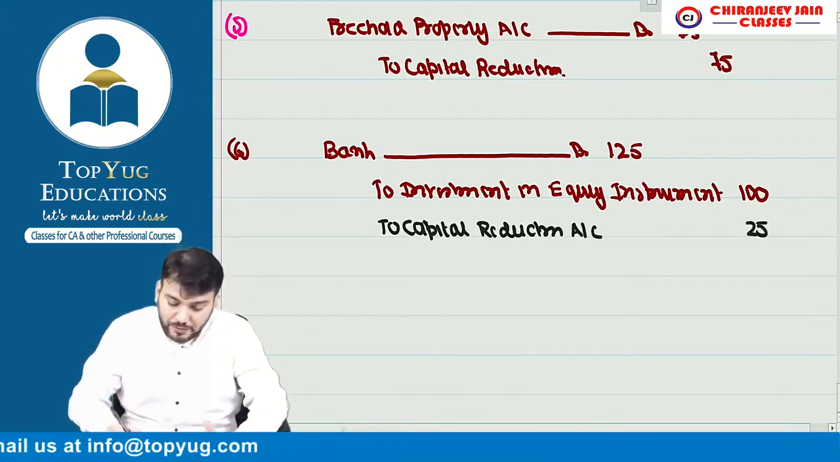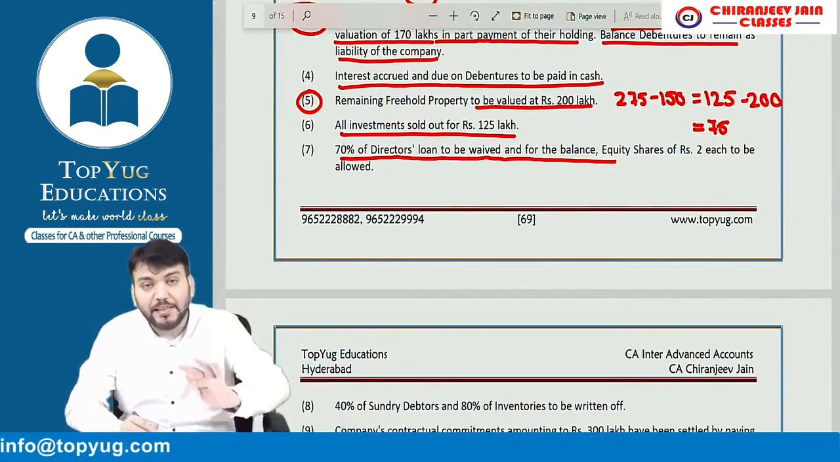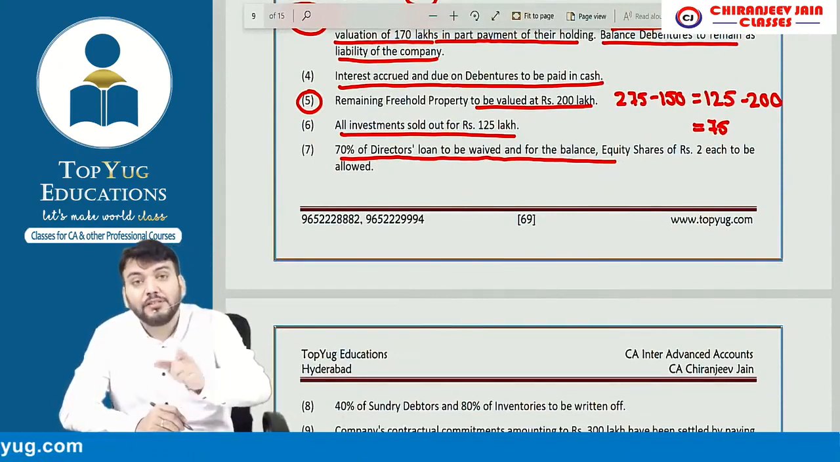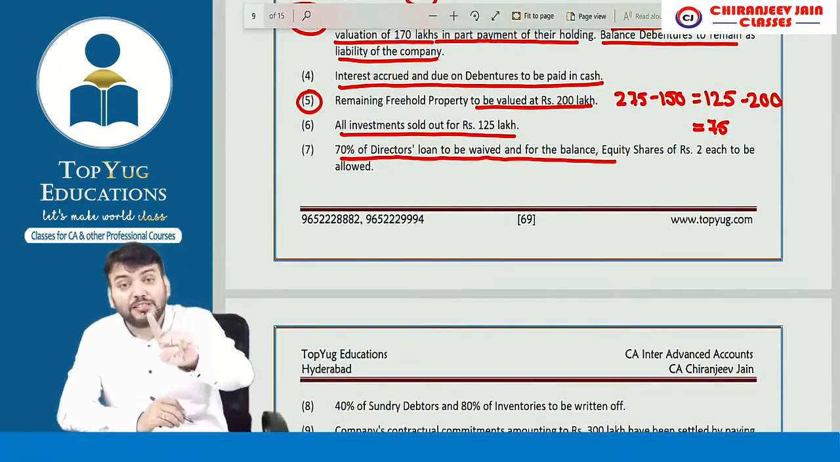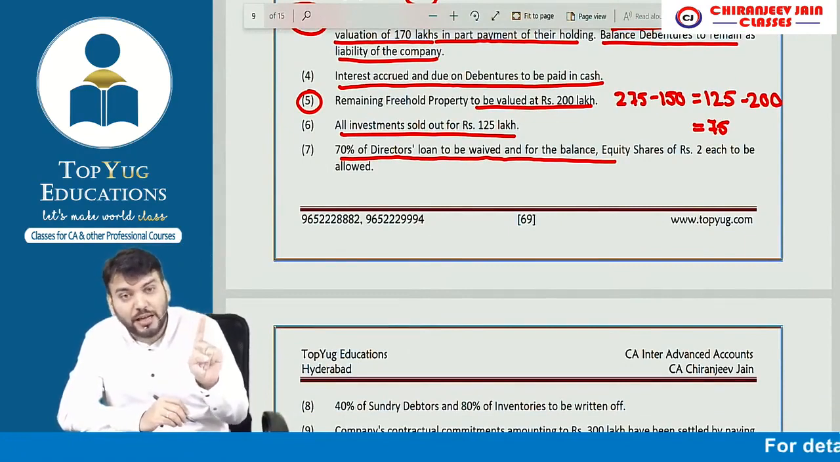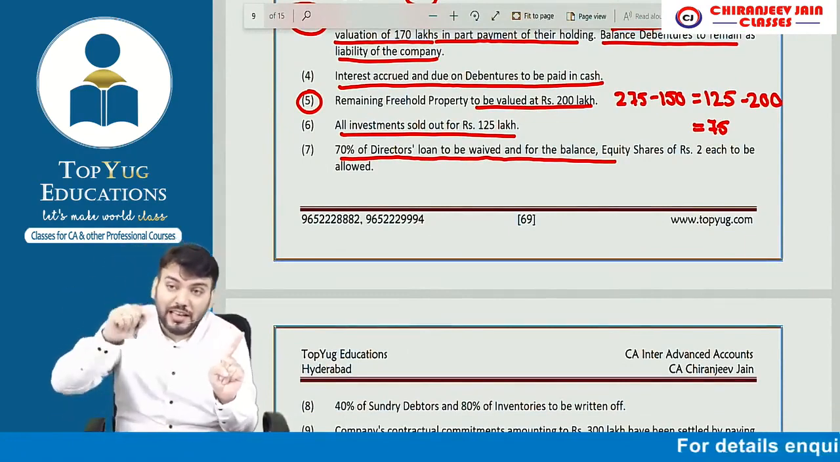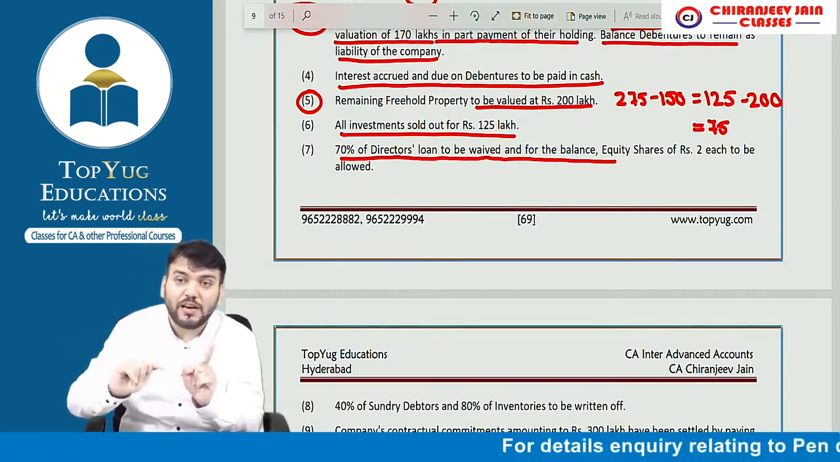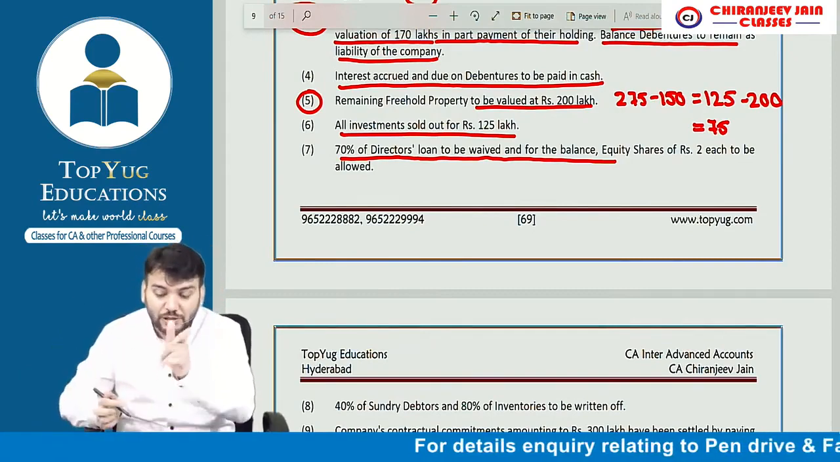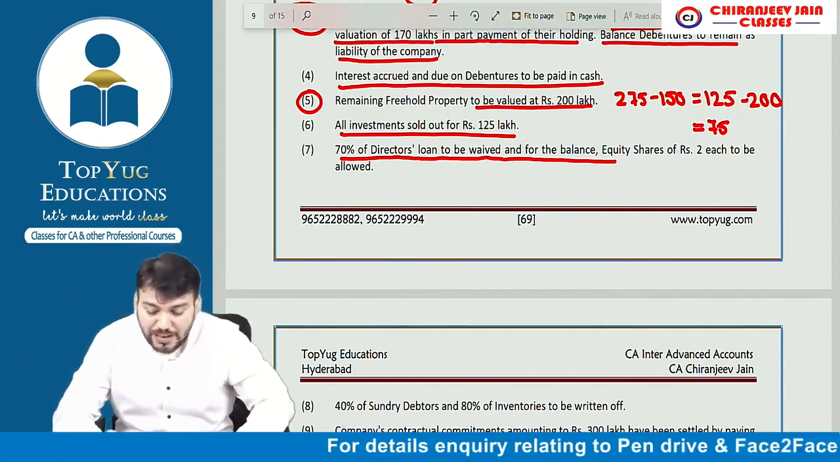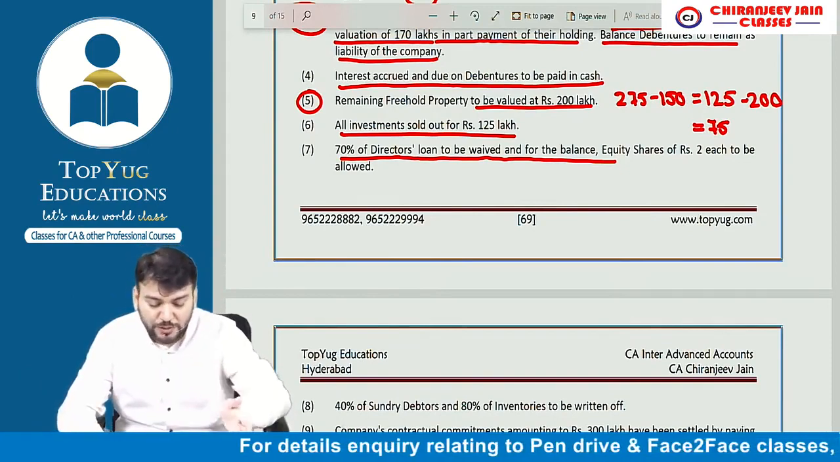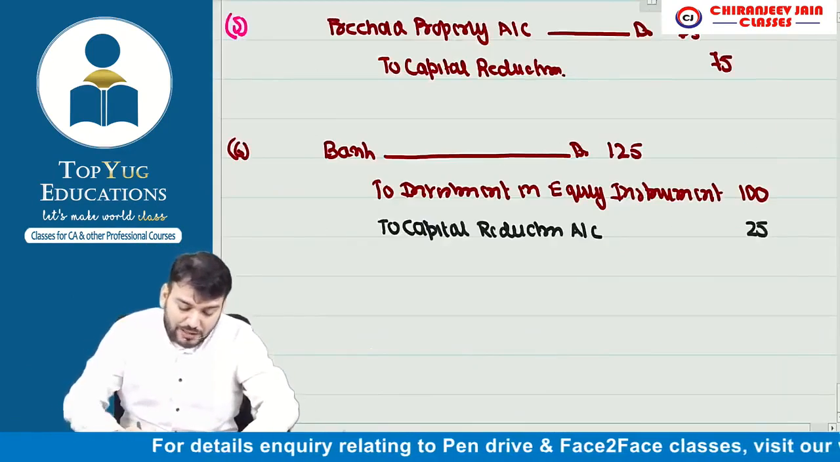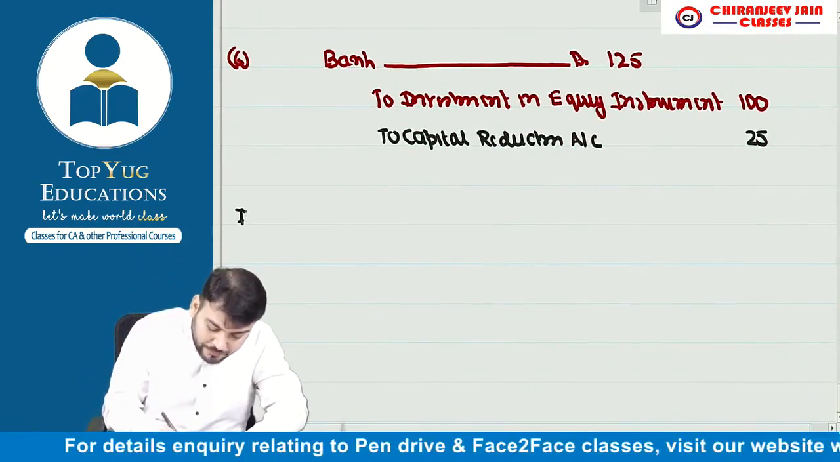Yes sir. Then point number 7 is 70% of director's loan waived. Now 70% director's loan, this is a recorded liability. So a journal entry has to be made, correct? For contingent liability waived, no journal entry. But if director's loan which is recorded is cancelled or waived, then a journal entry has to be made. And for the balance, equity shares of rupees 2 each to be allotted. So let's do point number 7.